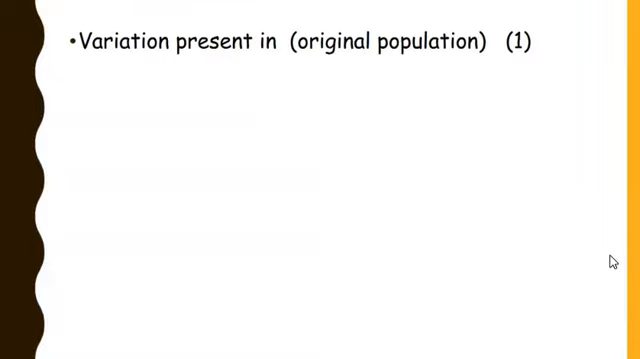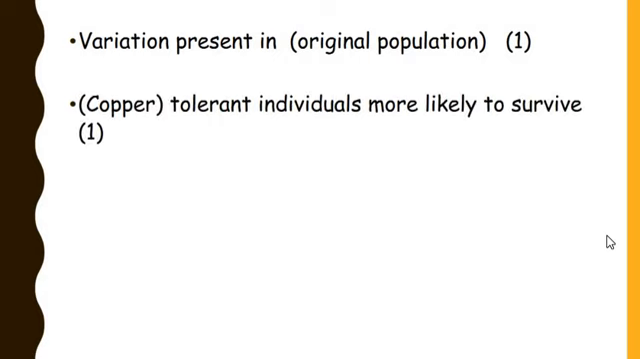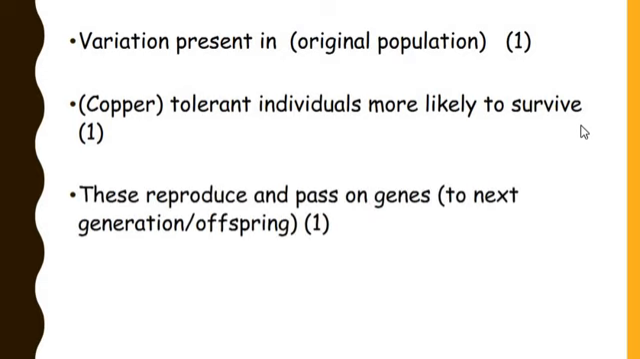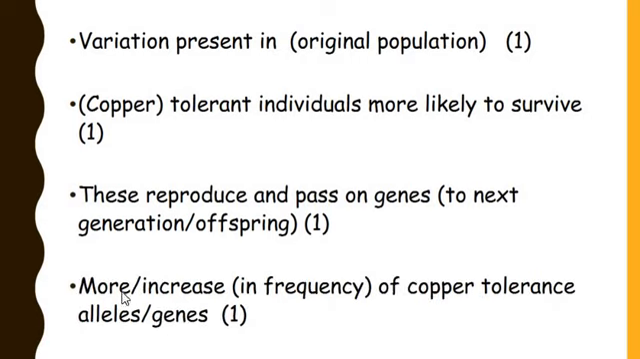Okay, so we start with there being genetic variation in the original population, although there are these random mutations creating variation. Copper-tolerant individuals are more likely to survive. So it means that at the beginning the population had some individuals that were copper tolerant and some that weren't, but those who were more likely to survive, since the environment, the selection pressure here, was the presence of copper. These reproduce and pass on their genes to the next generation, and that in the end causes an increase in the copper tolerance alleles.